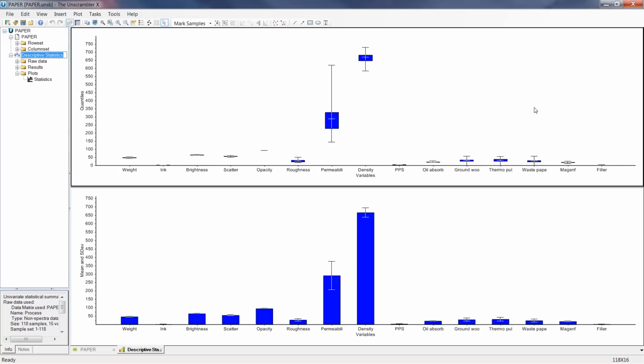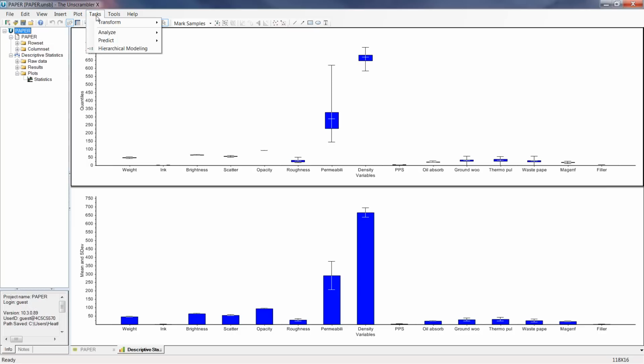And what we can see from this right away is that all of these variables are on different scales and have different ranges. This tells us that we're going to need to scale our data before we do any analysis, or else everything's going to be biased by these density variables and the permeability. Because they have very high values, they are going to affect the regression more so than these other ones that have very small values.